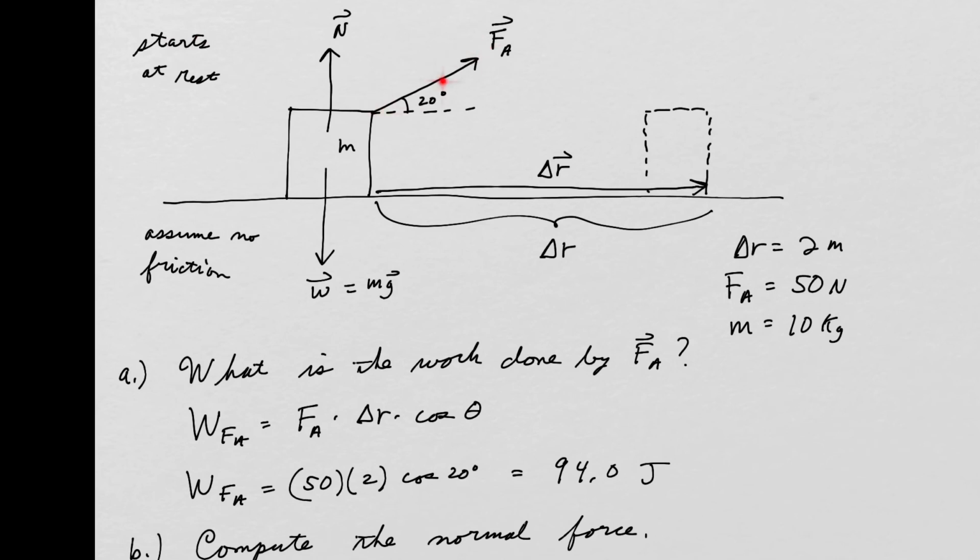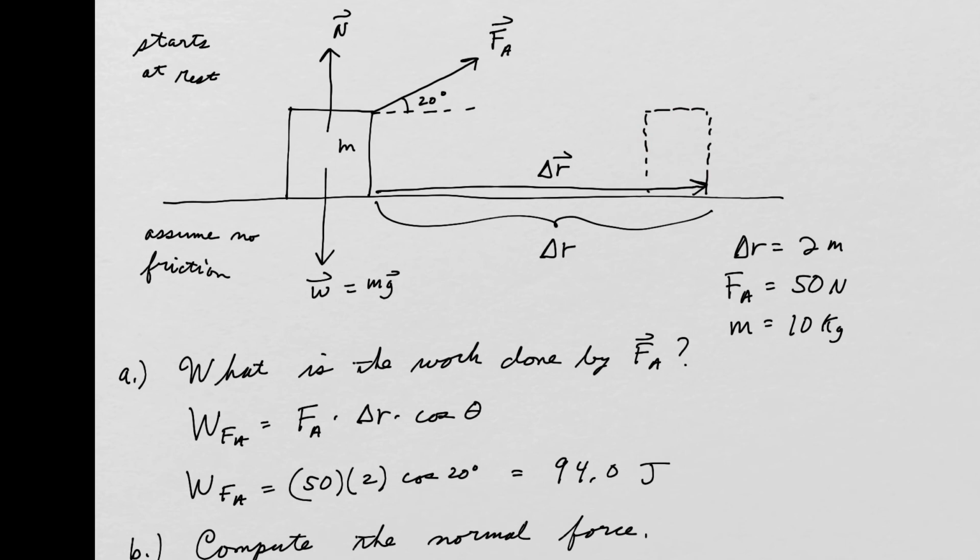We're applying a force. We also have the normal force and the weight acting on it. It's going to accelerate to the right. We're applying this force over a distance of 2 meters, so delta r is 2 meters, and we want to know the final velocity when it gets to that position. What is the final velocity?